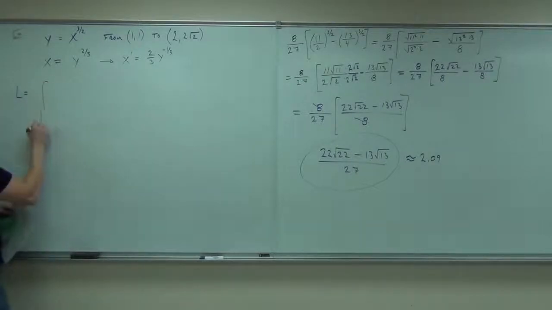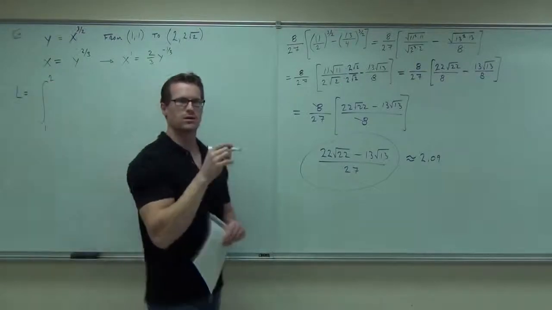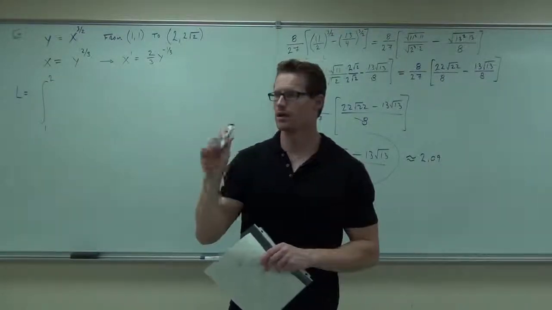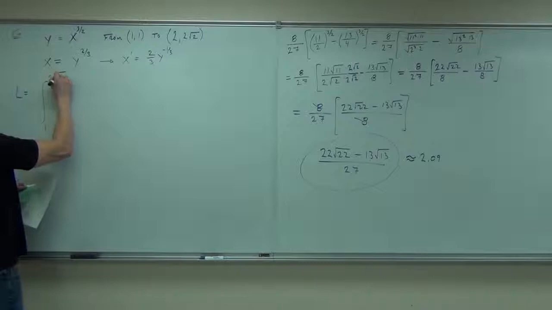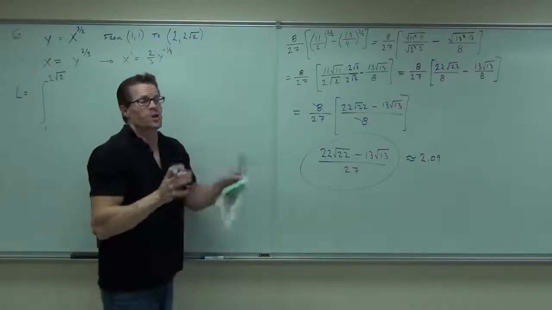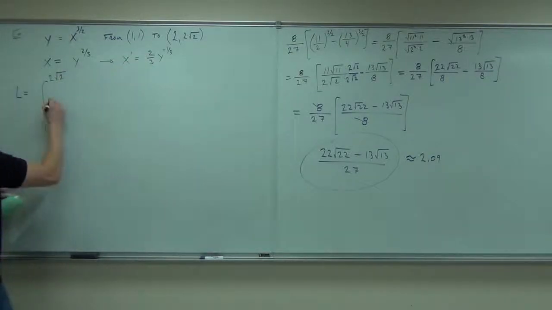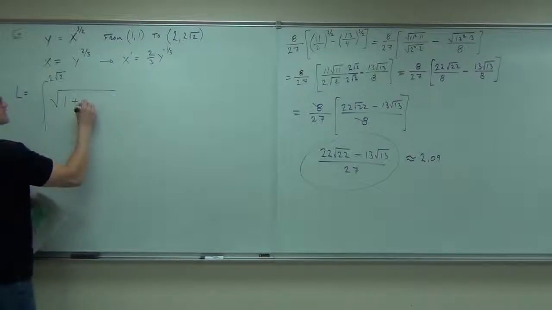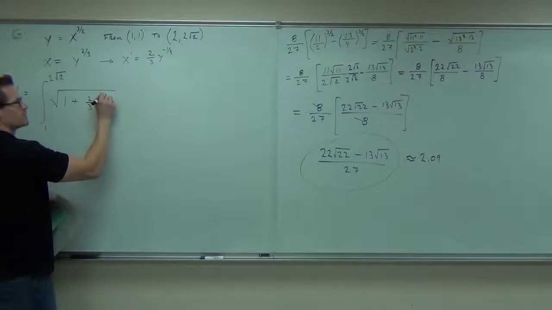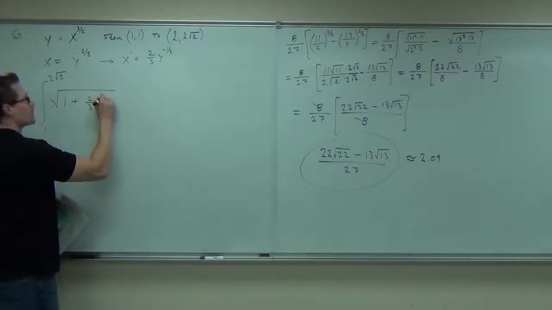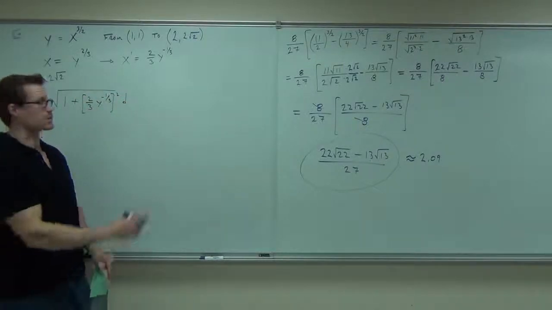We can actually set it up right now. We go from 1 to 2, in terms of y now. That's exactly right. So this is really why I wanted to do the problem, so you see that. Watch out for what you're in terms of. If it's in terms of y, you need y's. If it's in terms of x, you need x's. 1 plus the derivative of x squared, 2/3 y to the negative 1/3, squared, dy. Good.